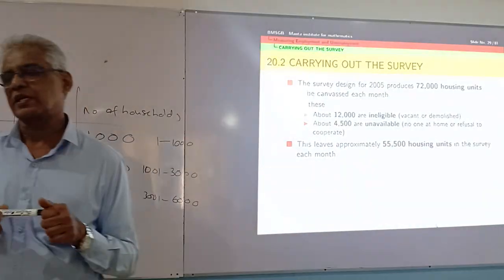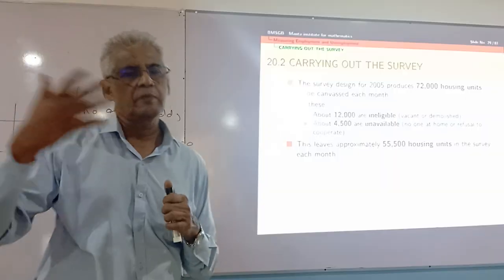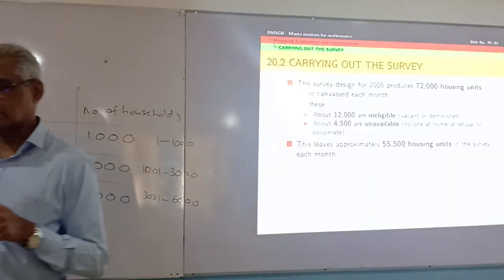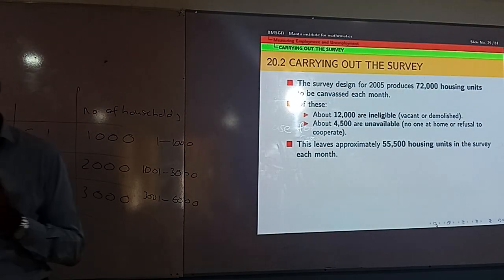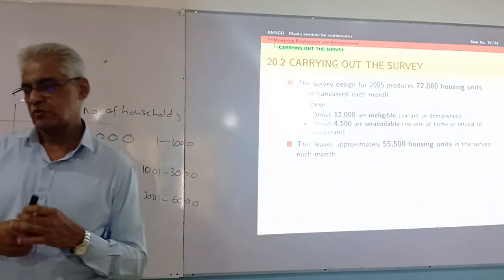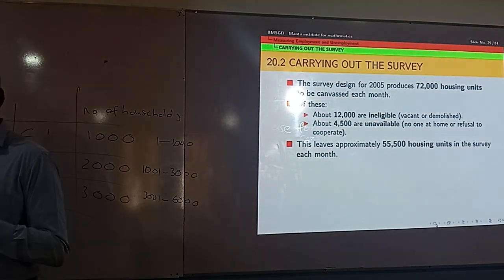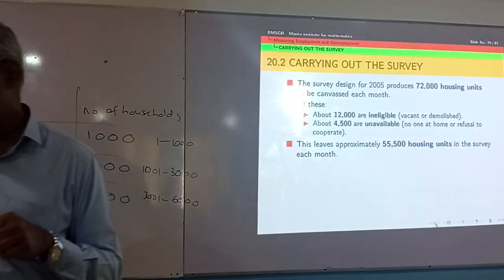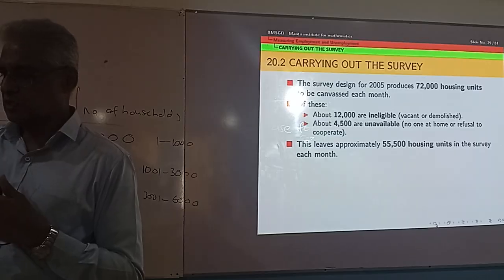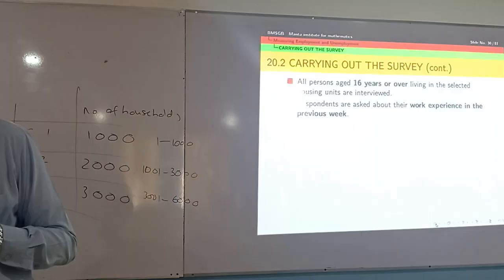So people cannot collect data from those houses. And then about 4,500 are unavailable, even though houses are there and people are living there. By the time they go to the house, nobody is there to answer, right? No one at home, or they refuse. Sometimes even when people are there, they refuse to answer. So that kind of thing can happen in a real interview. In this case, about 4,500 were like that. So that left only 50,500 households to get the actual data. Even though they started with 72,000, they had to be happy with 50,500 households to collect data.